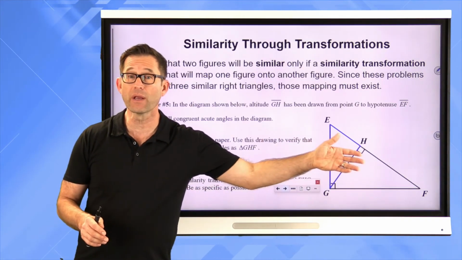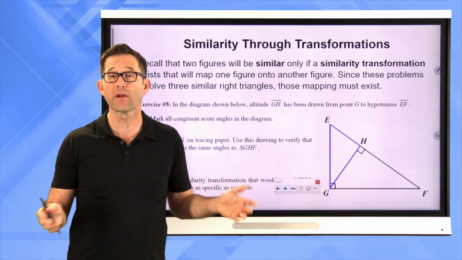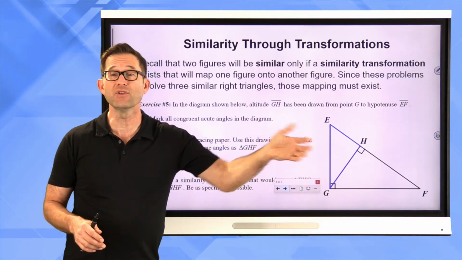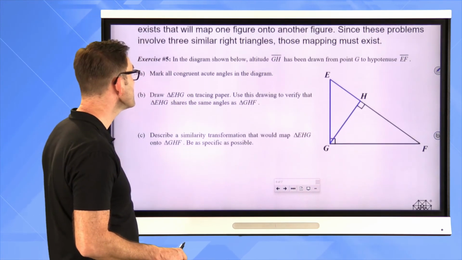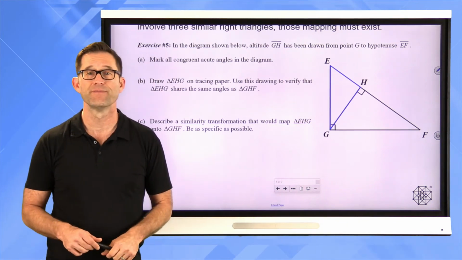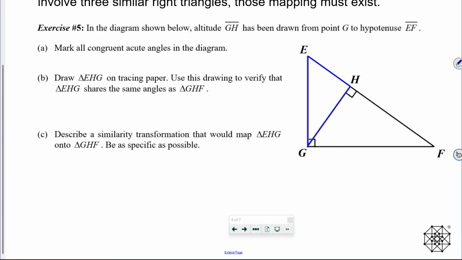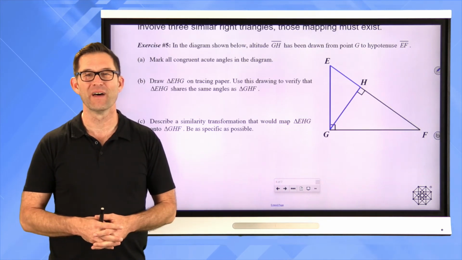And given that these 3 right triangles are similar to each other, there's got to be a similarity transformation that would map each one of them to the other one. So let's just take a look at one of those as our final problem. Exercise number 5. In the diagram shown below, altitude GH has been drawn from point G to hypotenuse EF. Mark all congruent angles in the acute angles in the diagram. All right, well, we've done this a ton. Pause the video now and go ahead and do that.